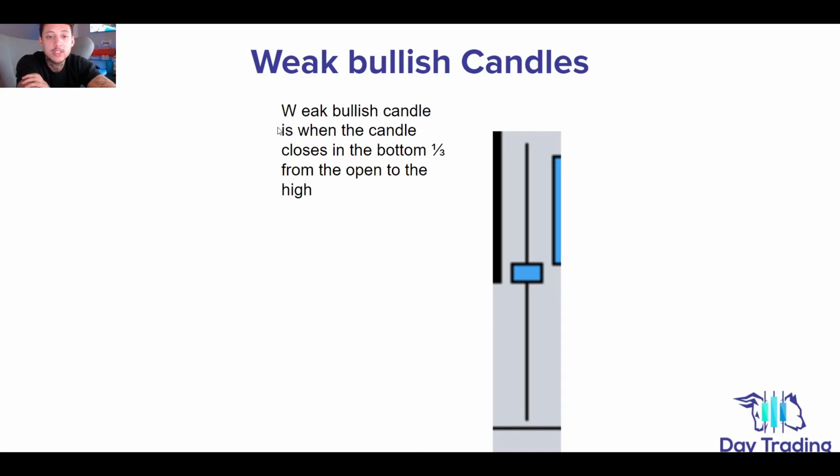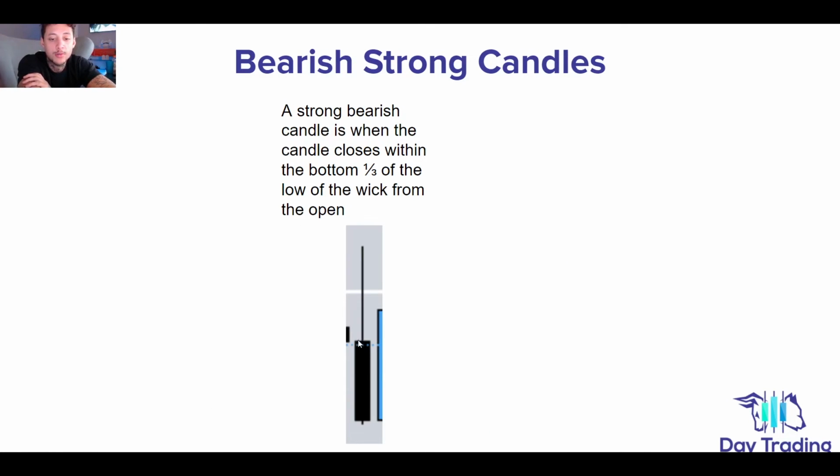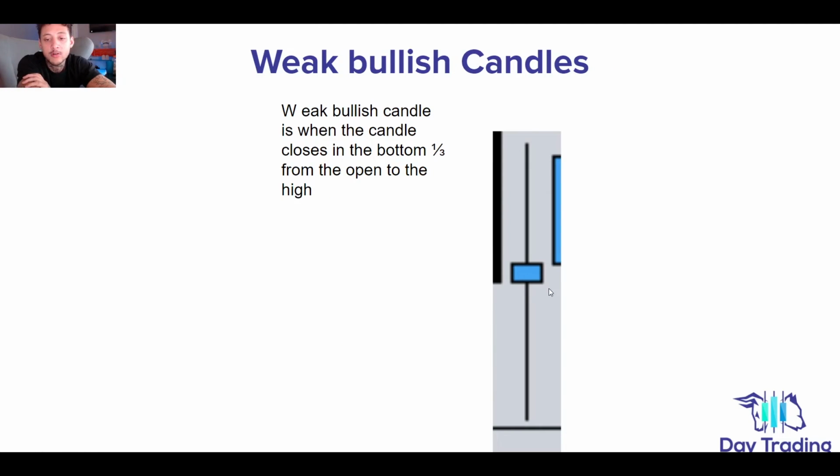Now let's look at a weak bullish candlestick. A weak bullish candlestick is when the candle closes within the bottom third from the open to the high. So a bearish candlestick, we're measuring from the open to the low. A bullish candlestick, we're measuring from the open to the high of the wick. I know that may be a little bit confusing because I said it closes within the bottom third, but again, we're not measuring the low here. We're measuring the open to the high, and notice how it closed within the bottom third of the actual candlestick movement here. So again, we're measuring from the open to the high. It's literally as simple as that.